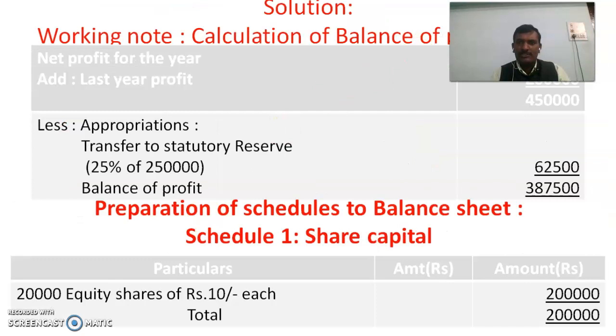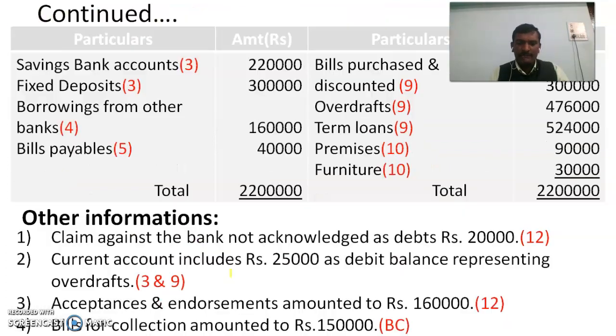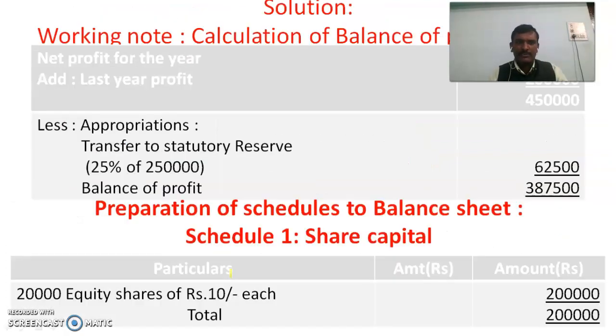Calculation of balance of profit. Net profit for the year is given in the problem. How much is the net profit before appropriation? Here it is 2,50,000, and last year's brought forward profit is 2 lakh. These two items are to be taken here, and then we will get the total of rupees 4,50,000. From this we have to make appropriations.